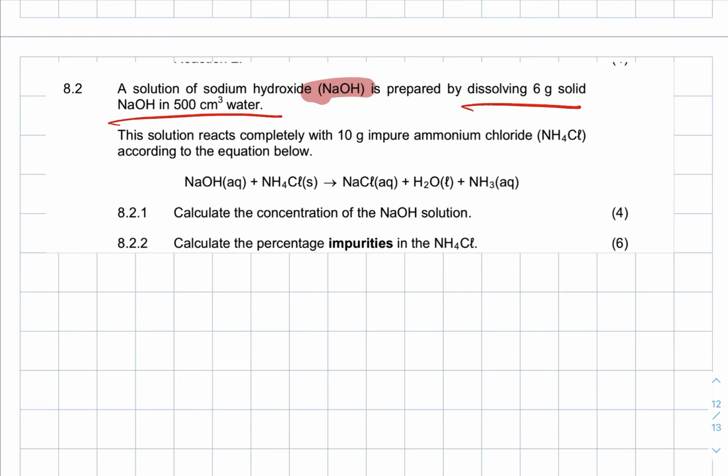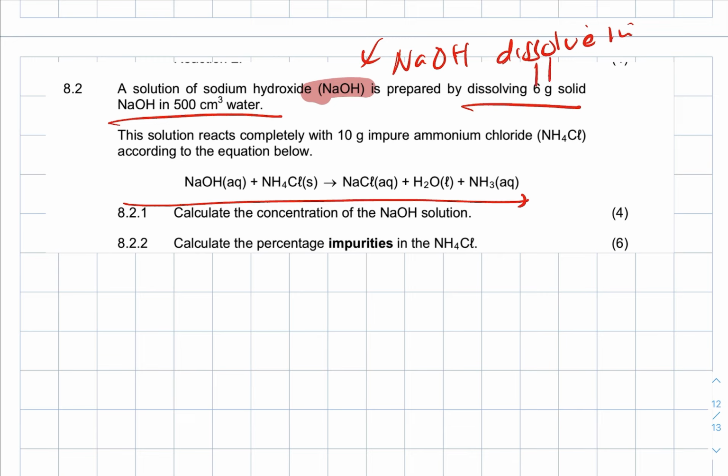Now the solution completely reacts with 10 grams of impure ammonium chloride according to the following reaction. So this is the reaction where the solution, which is found here, right? When something is dissolved in water, like for example your sodium hydroxide is being dissolved in water, to dissolve sodium hydroxide in water is basically to react sodium hydroxide in water. The reaction will look more like that, or maybe like this. So that's a dissociation. I want to just illustrate that.